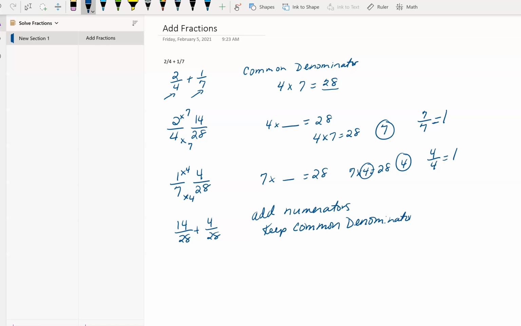We'll go into how to get the least common denominator later. So 14 plus 4, leave that over 28. So 14 plus 4 is 18 over 28.